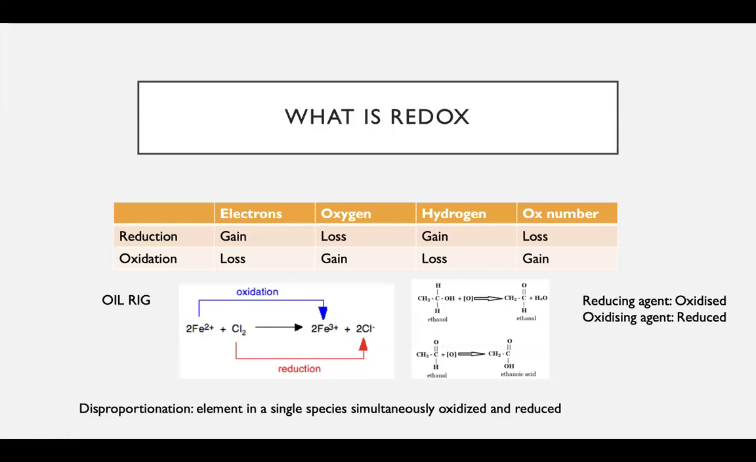chlorine. Okay, this is another definition, disproportionation. Just a definition to remember: an element in a single species is simultaneously oxidized and reduced. And we'll look at an example question later on that really highlights what this means.